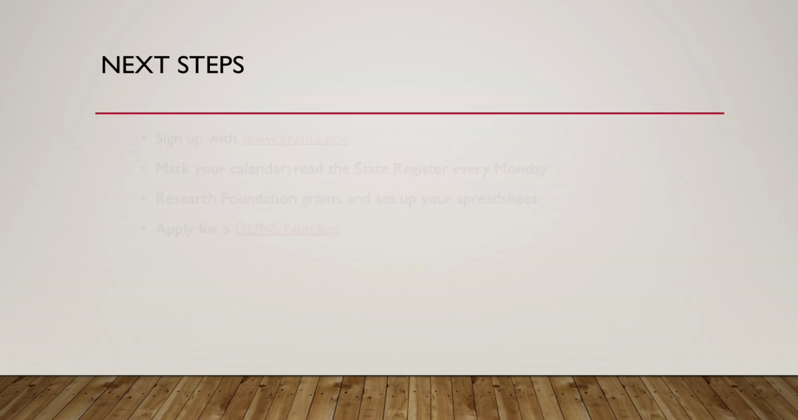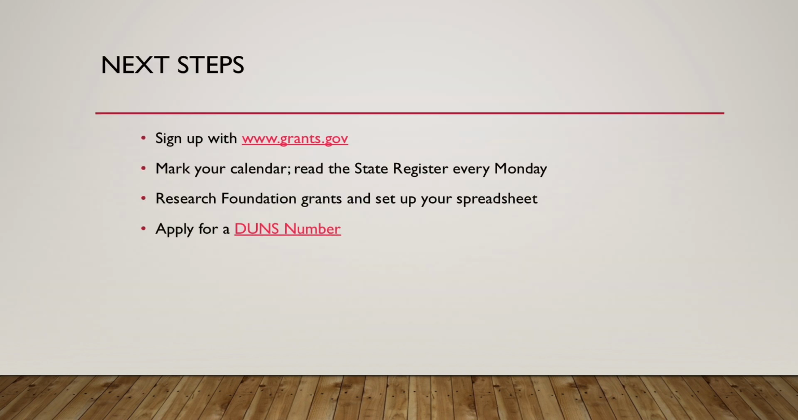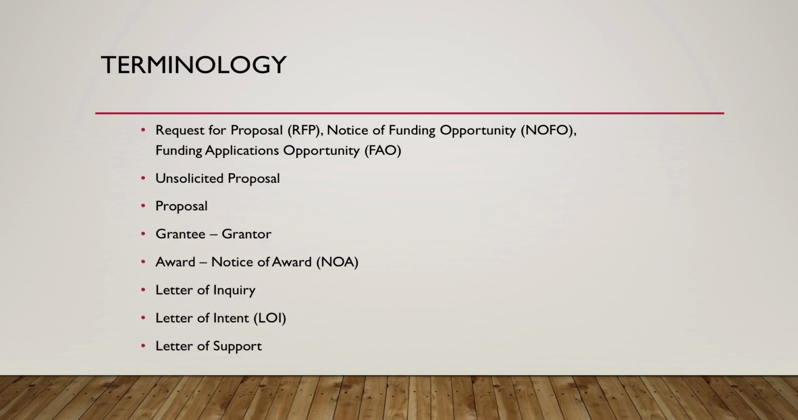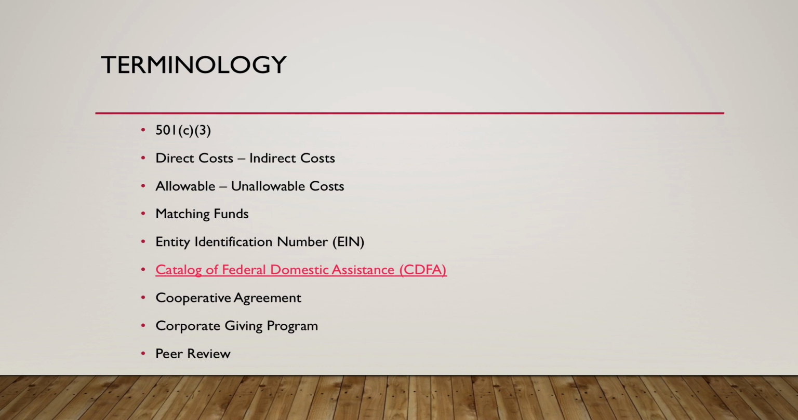When we're done here, you're going to click on some of these links, sign up for grants.gov, mark your calendar to read the state registry, research federal grants, and apply for a DUNS number. We can go through this terminology again, but I think you've got it. Letter of intent, letter of support. I think we're good. Going on to the next one, 501(c)(3).